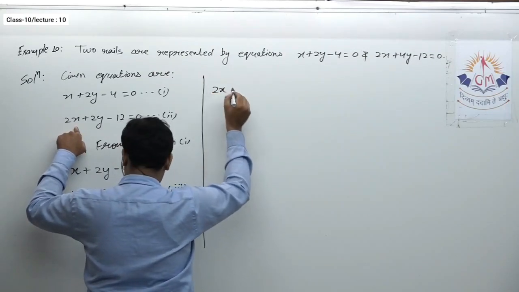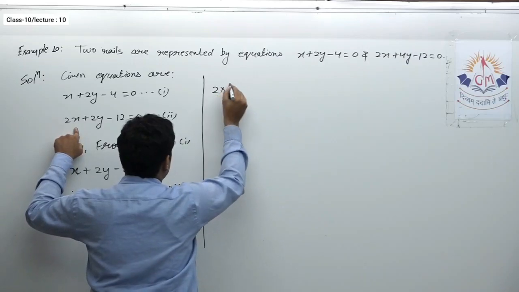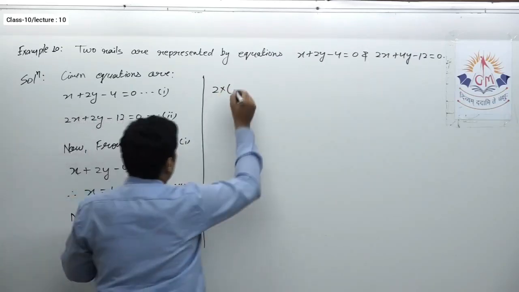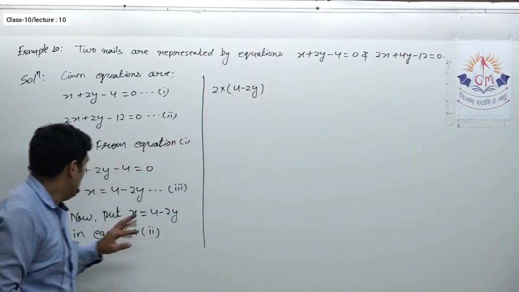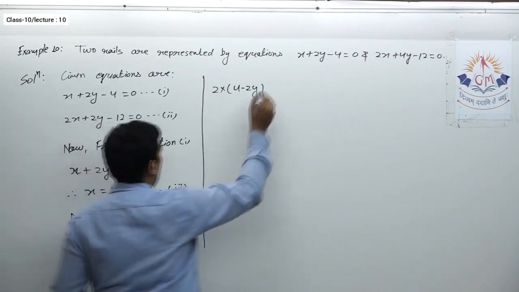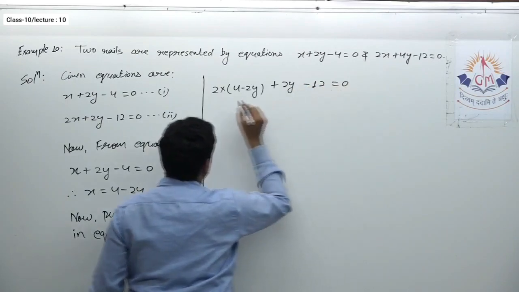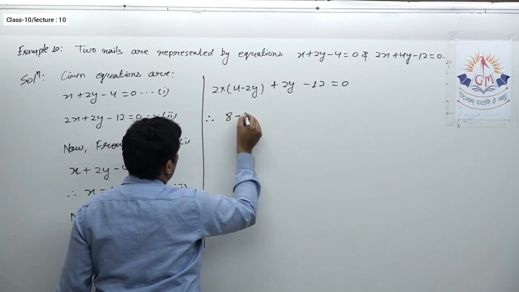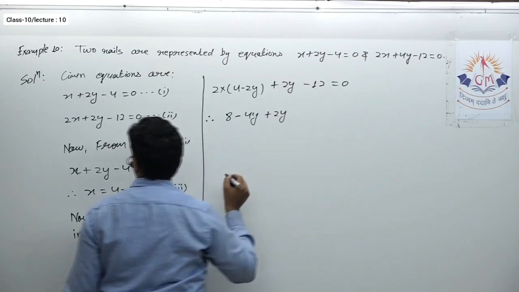2x, at the place of x, I write 4 minus 2y. So 2 into 4 minus 2y plus 2y minus 12 is equal to 0. When I solve it further, here I get 8 minus 4y plus 2y.